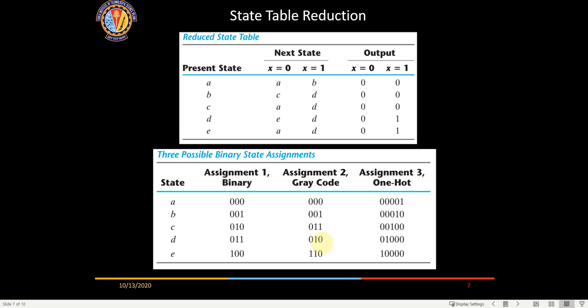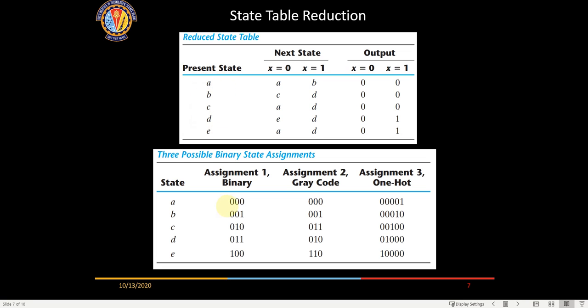Now for the second method: after having done the state table reduction, you need to assign flip-flops to those states. This is known as the state assignment. So what can we do? There are 5 states, so at least 3 bits, that is 3 flip-flops, are required to generate 5 different states.